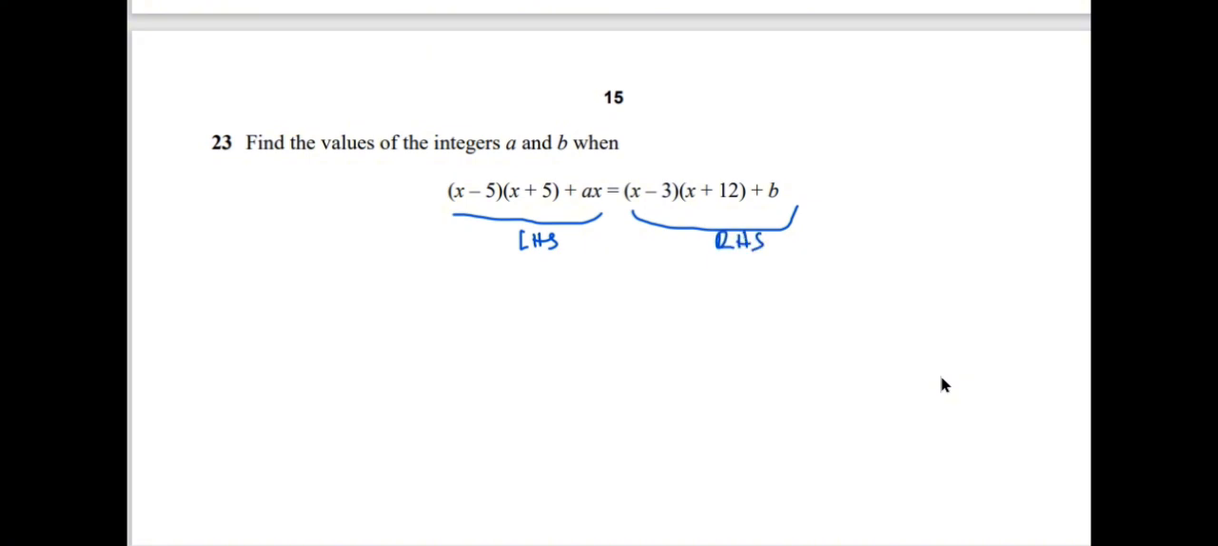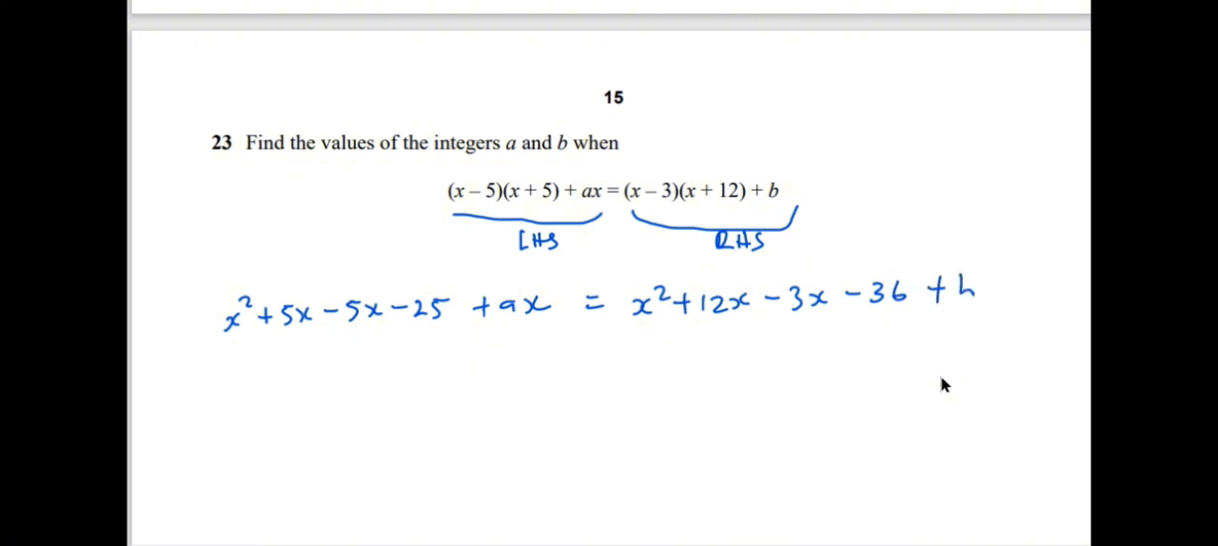So starting from the left hand side, if I open this bracket here, s times s will give us s squared. S times 5 will give us plus 5s. Minus 5 times s will give us minus 5s. And minus 5 times plus 5 will give us minus 25. Then I have my plus ax equal to, do the same thing here. I have s squared plus 12x minus 3x, and minus 3 times 12 will give us minus 36. Then you now have plus b. Okay, minus 36 plus b.